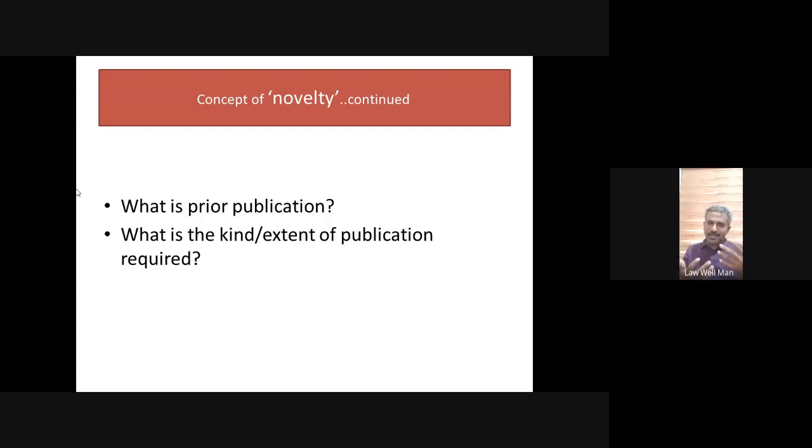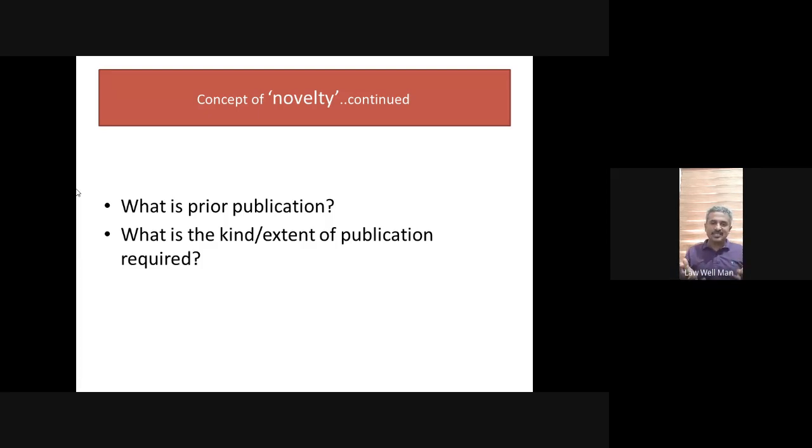So if there is prior publication, then it will defeat novelty and there is no patent for that. That's how we need to understand this. And how much information, what kind of information should come out? What kind of publication should be there?